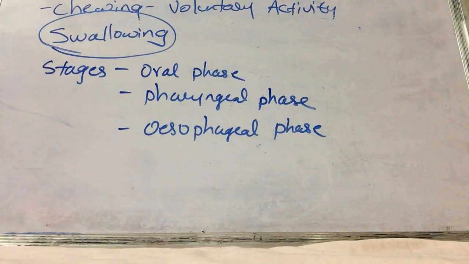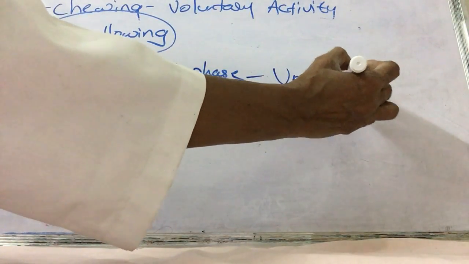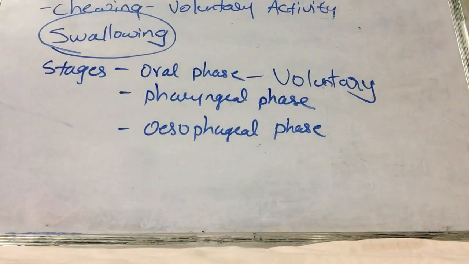First is the oral phase, which is voluntary. This is also called the buccal phase. This is the voluntary phase of swallowing. It is initiated when the tongue separates a bolus of food from the mass of the foodstuff present in the mouth. At the beginning, the tip of the tongue presses against the hard palate and then the body of the tongue presses on it. This action of the tongue moves the food backwards in the oral cavity. Thus, the food bolus is forced into the pharynx.